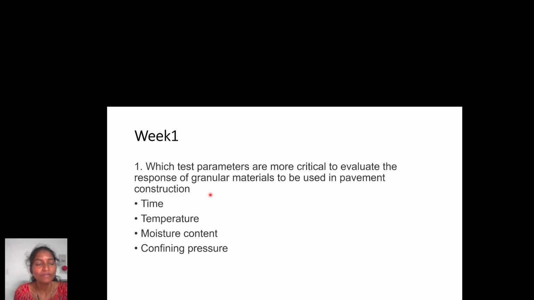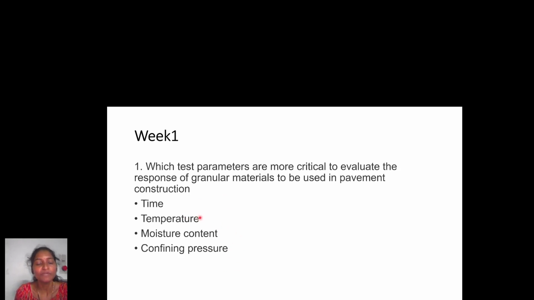So those were the week zero's assignment questions. As far as the week 1 is concerned, which test parameters are more critical to evaluate the response of granular materials to be used in the pavement construction? Unlike the asphalt material, granular and soil are completely different. Here you can see there are four factors: time, temperature, moisture content and confining pressure. So which are more critical?